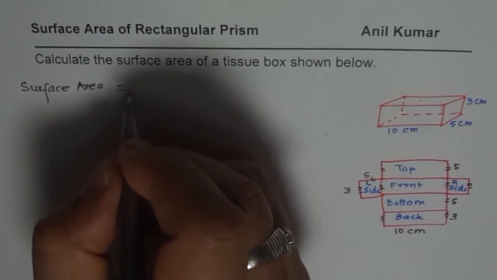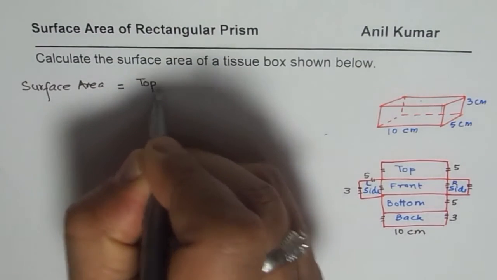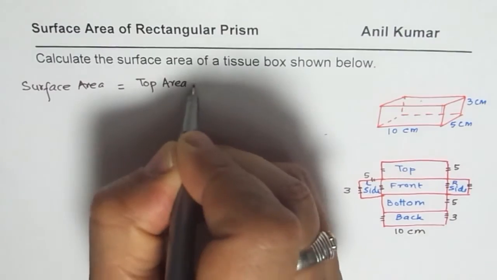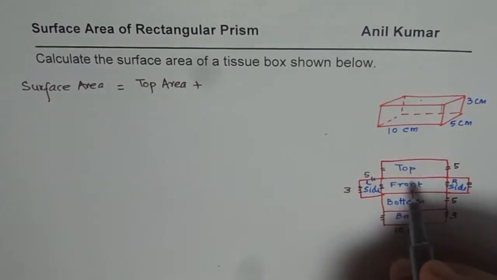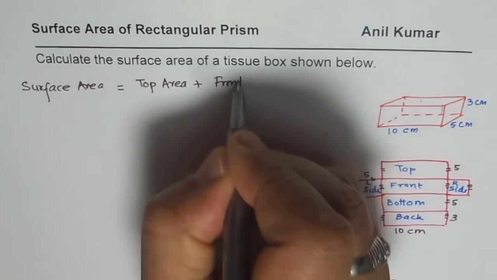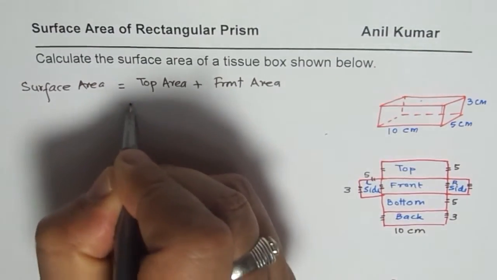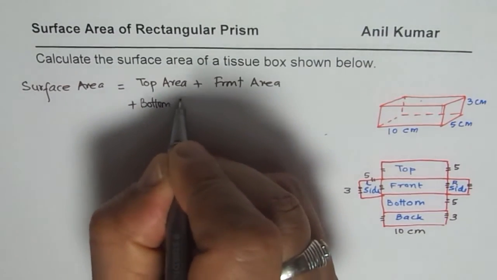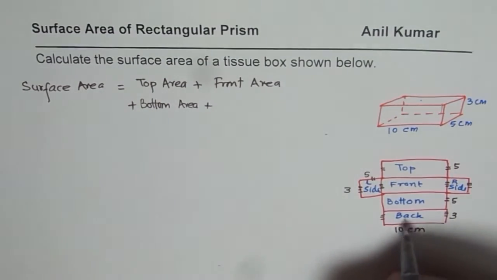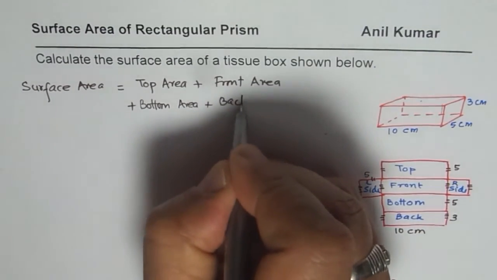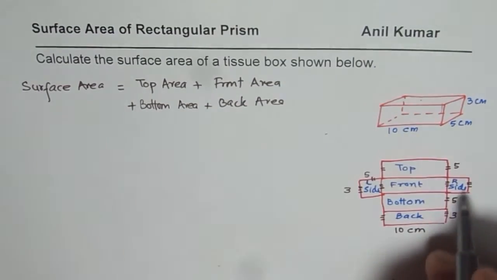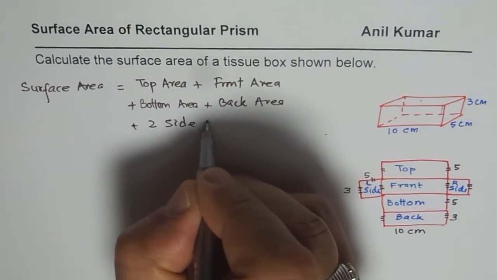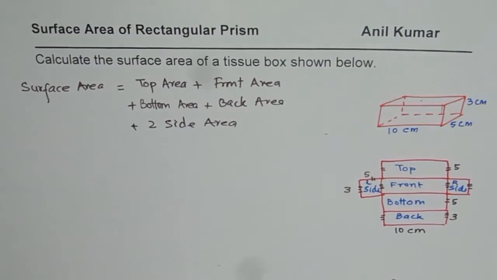So we can say top area plus front area plus bottom area plus back area plus two sides, plus two side areas, right? Two side areas. So I kind of combined it like this.